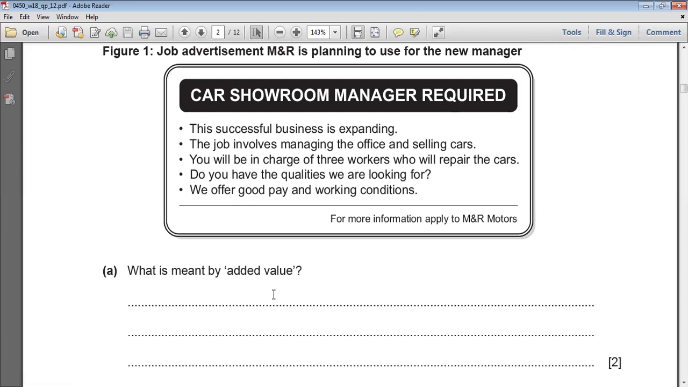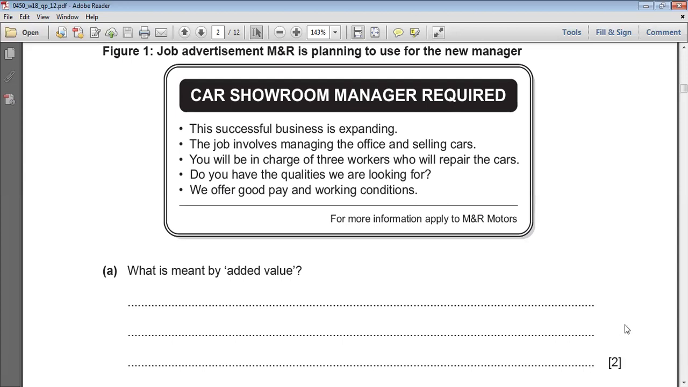This is just nice. We discussed added value before, so you can fill up the answer. Added value means the difference between the selling price of a product and the cost of bought-in material. Giving a definition will gain you 2 marks.